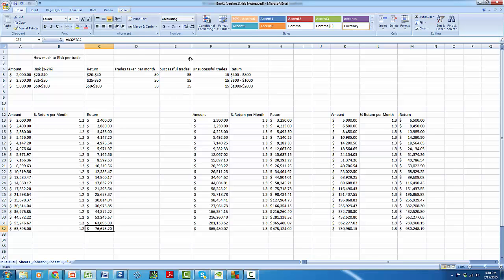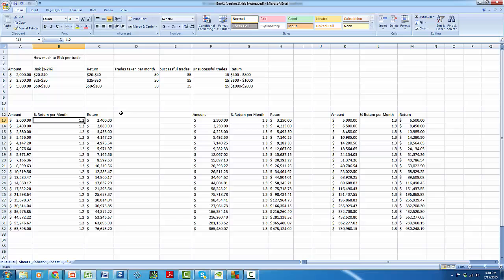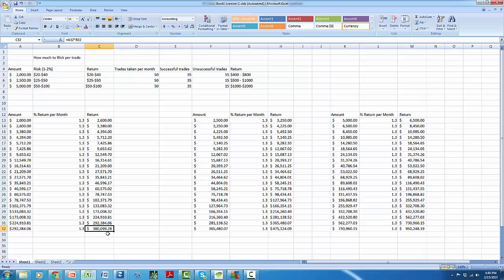Now let's just say you made somewhere between $400 and $800 that month. So let's just say you made $600, which would be a 30% return on investment. Obviously, you see very quickly that you get $380,000 in a month. And this is risking between 1 to 2% and just having that consistency.